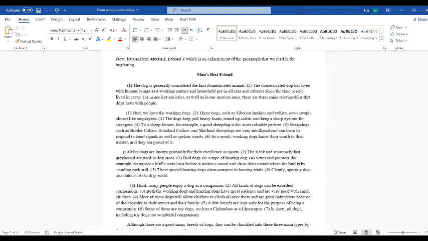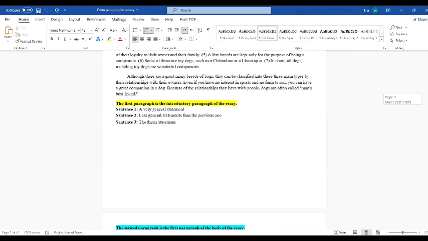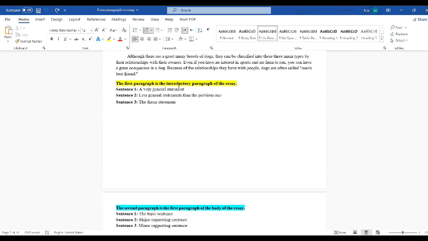So let's see the introduction. The dog is generally considered the first domesticated animal. Let's see the analysis of the essay. Sentence 1 in the introductory paragraph is a very general statement. Statement means, sentence is a very general statement.